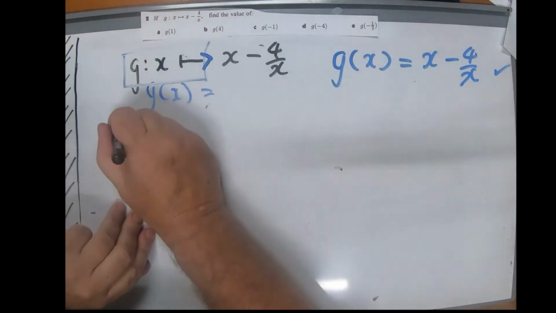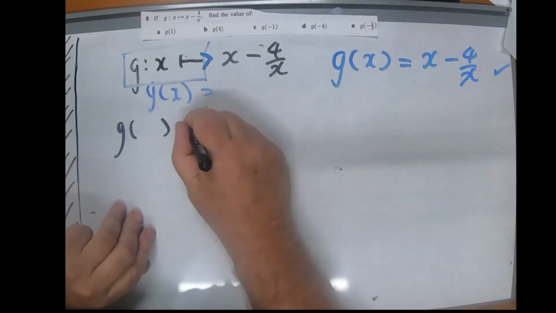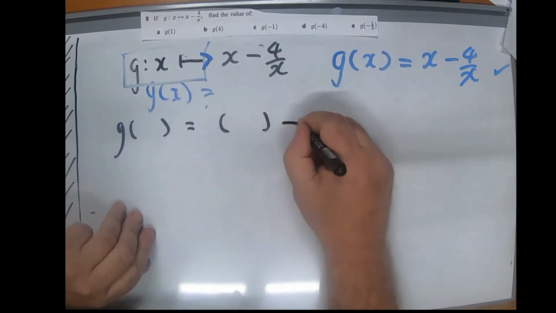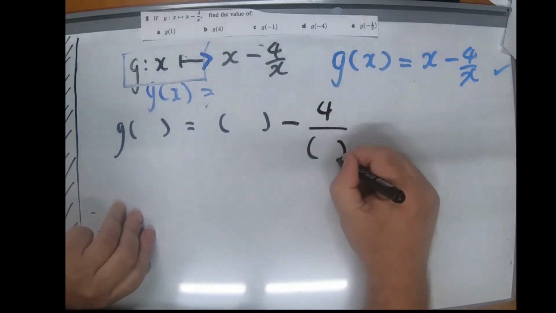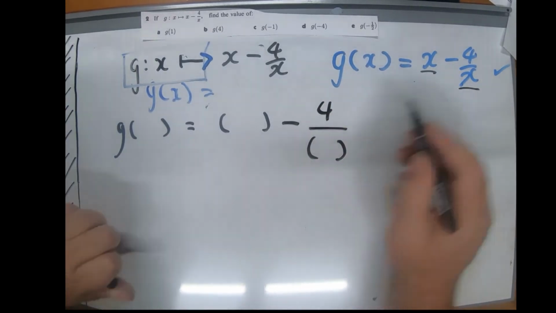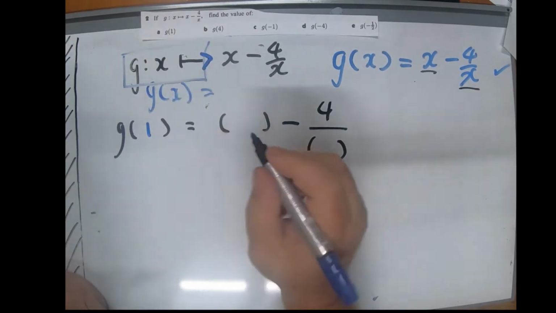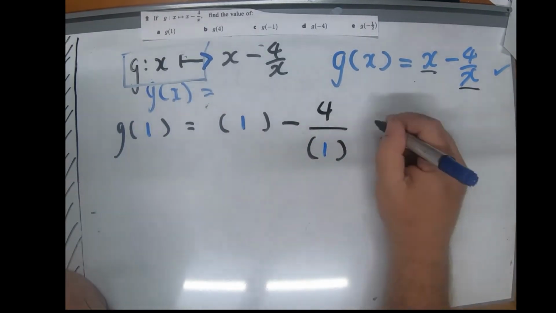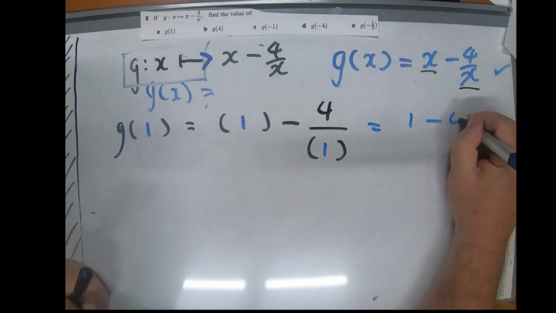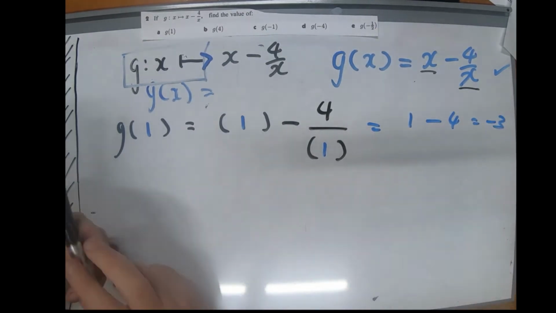So, part A, g of 1. I'm going to put a bracket wherever there's an x that needs to be swapped out, i.e. here and here. Now for part A, we had a 1. And this one is 1 take 4 divided by 1, which is minus 3.